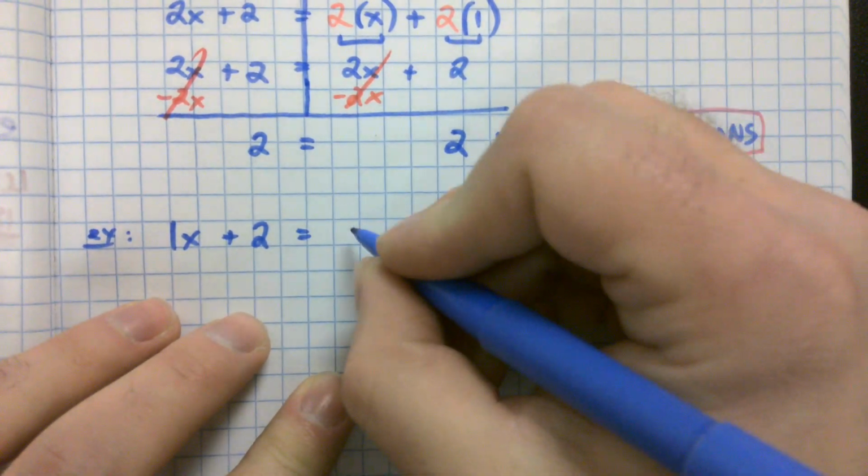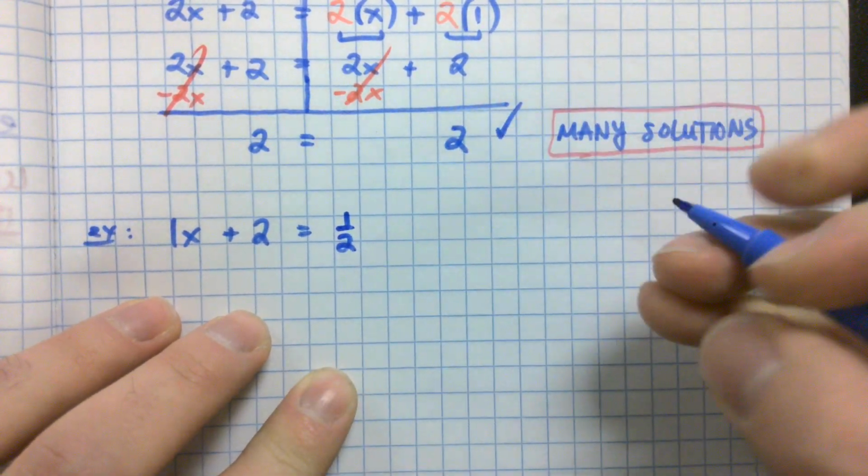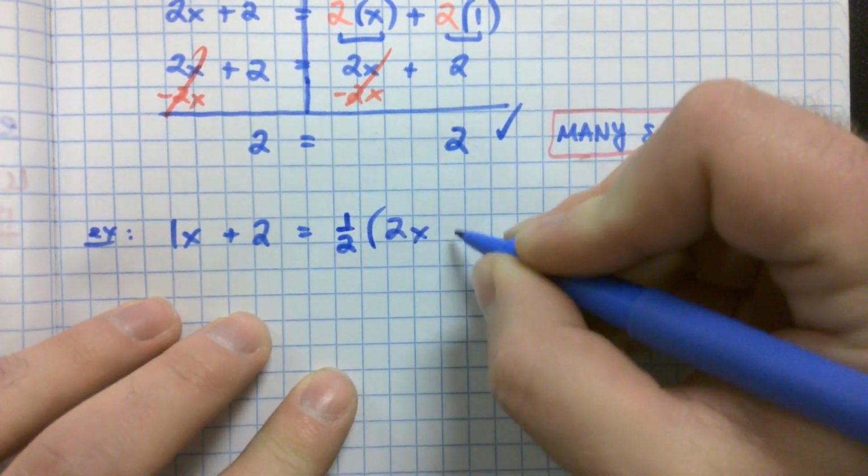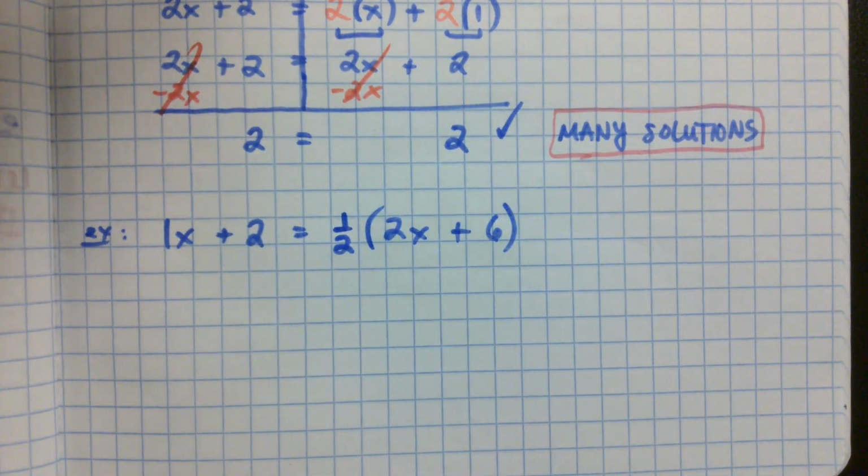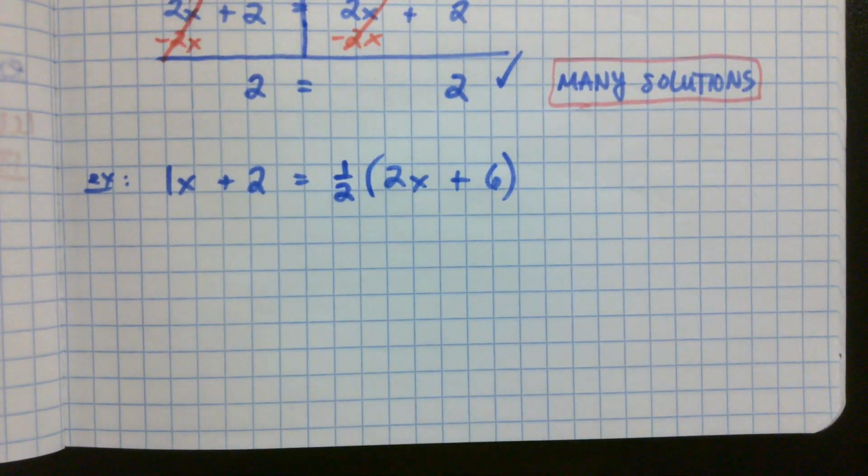One x plus 2 equals whatever. We'll just do it. 1/2 times 2x plus 6. I know we've got a fraction here, but it's not bad. Don't worry. We don't have to fraction bust.